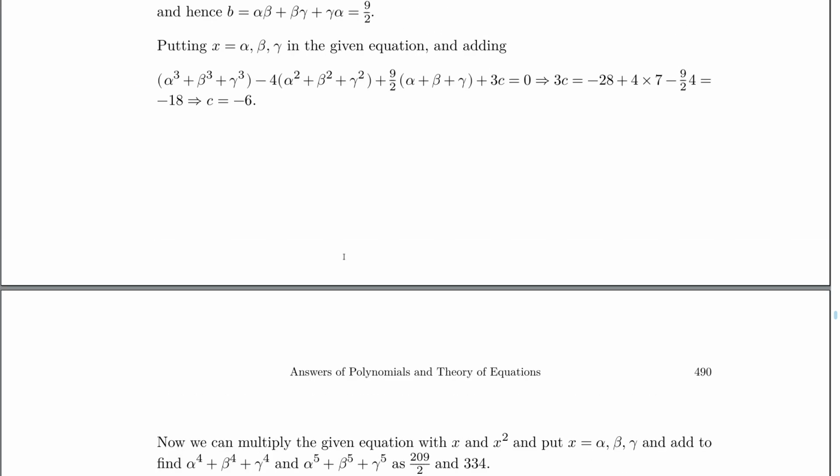Now once we have c, we can multiply the given equation by x and x square like in previous problems, put x is equal to alpha, beta, gamma and then add to find alpha to the power 4 plus beta to the power 4 plus gamma to the power 4 and alpha to the power 5 plus beta to the power 5 plus gamma to the power 5, which will be equal to 209 by 2 and 334.